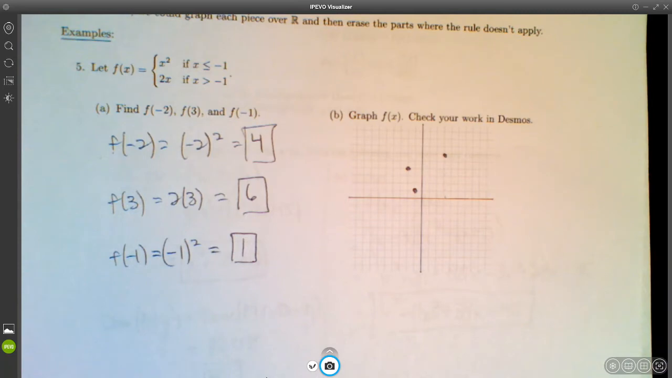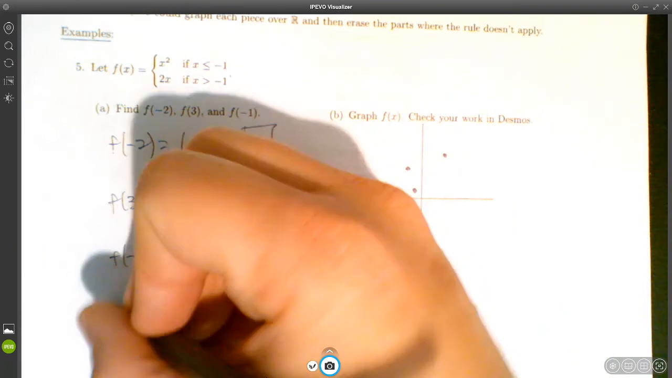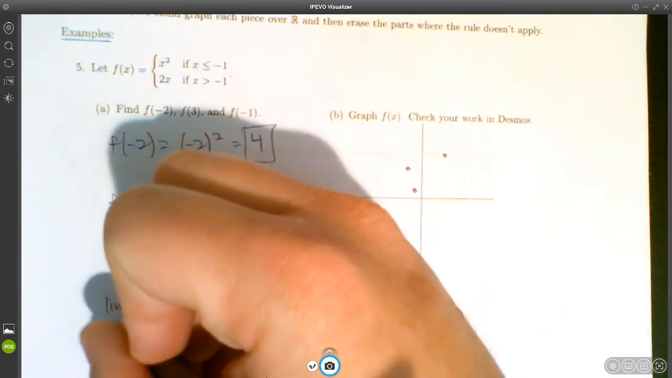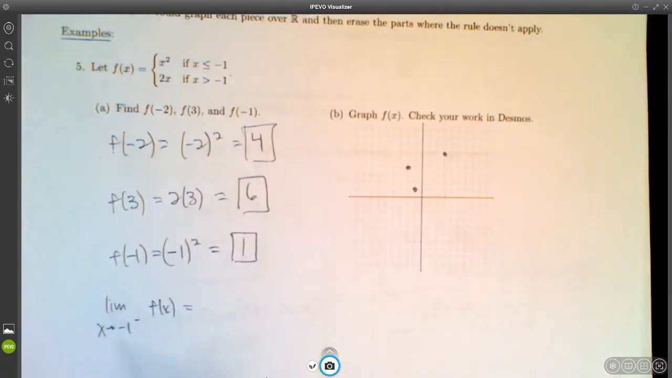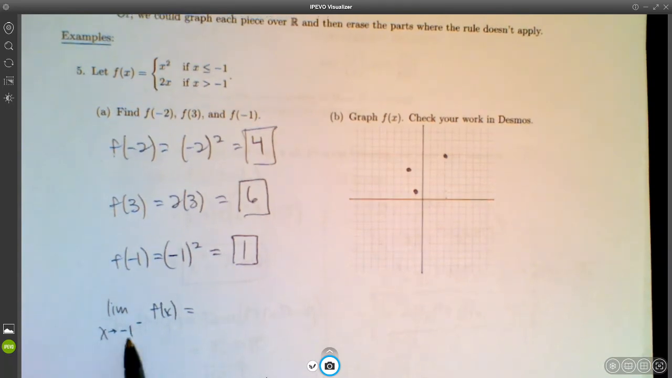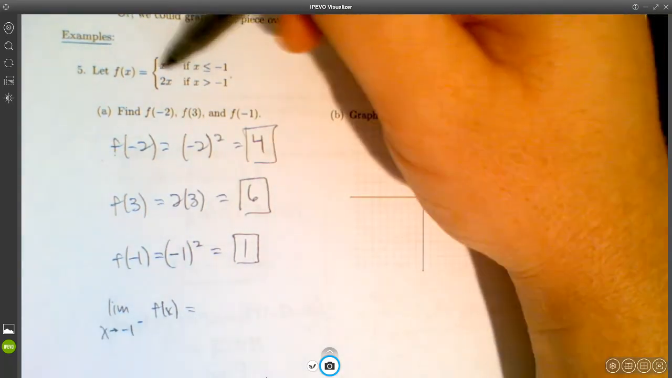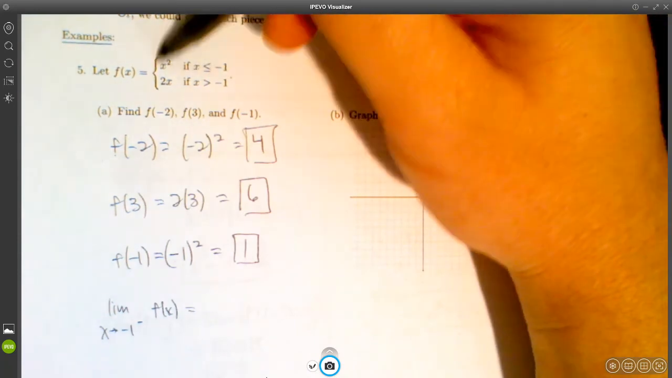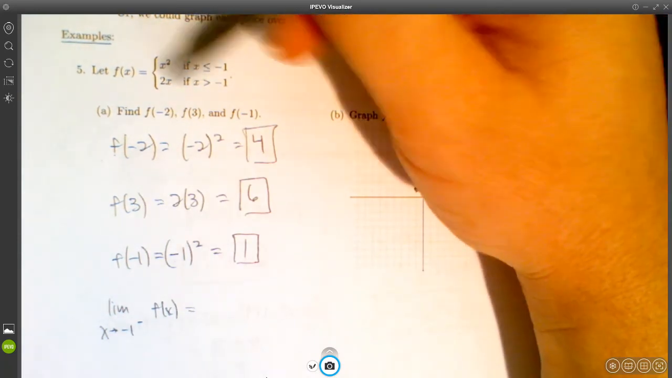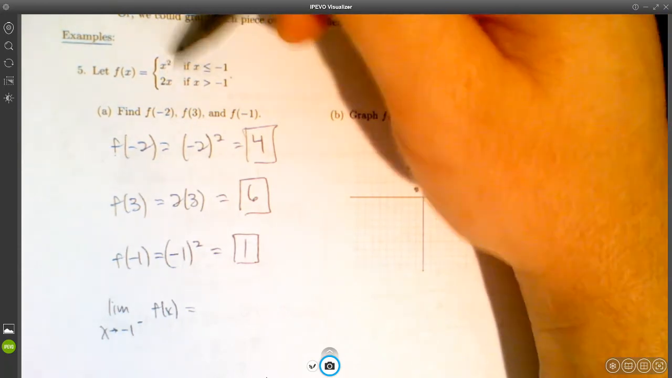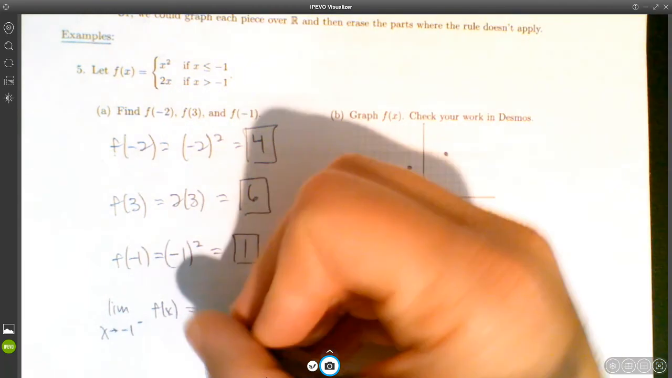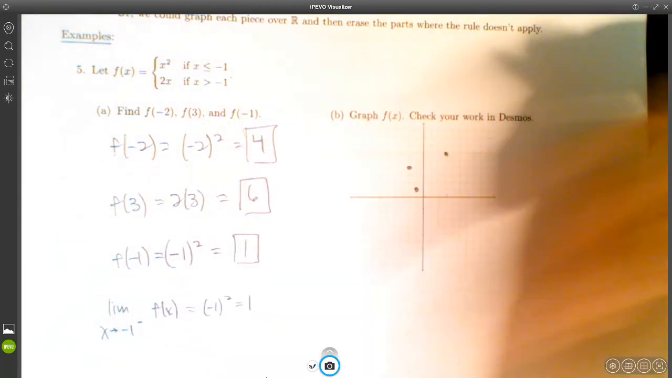So a good thing to do would be to look at some limits here, right? If we look at the limit as x approaches -1 from the left, okay? If we're approaching from the left, that means we're going to be approaching from values that are slightly less than -1. So we're going to be using the top rule in all of these cases, right? So what value are we approaching? We're going to be approaching -1 squared, which is +1.